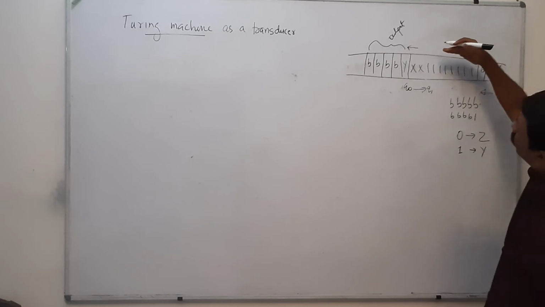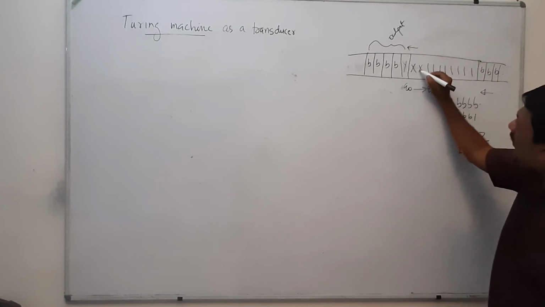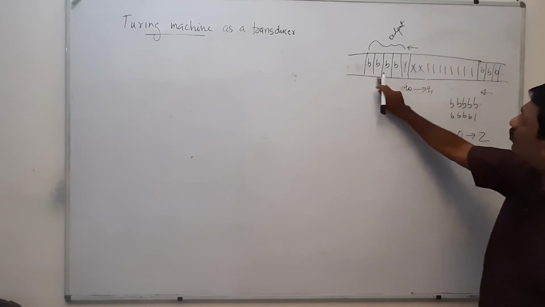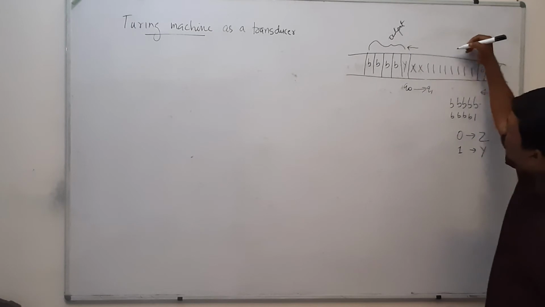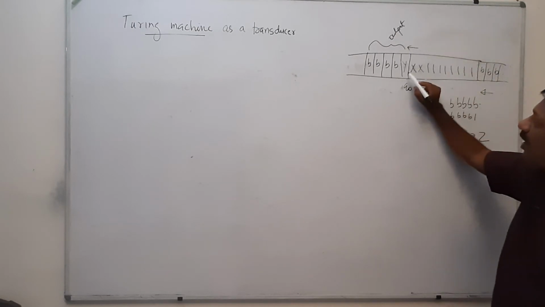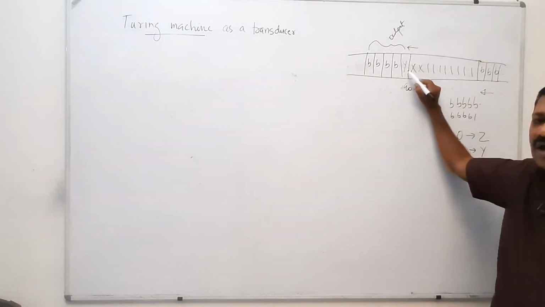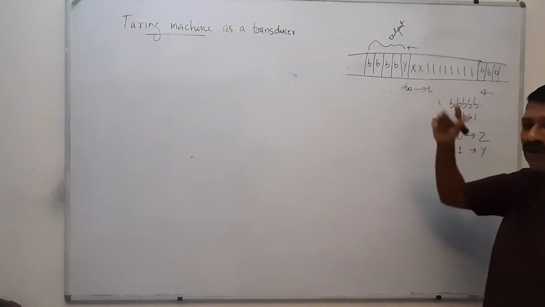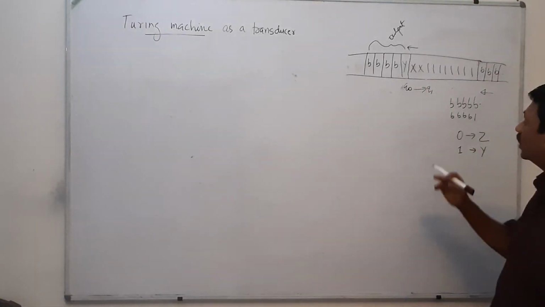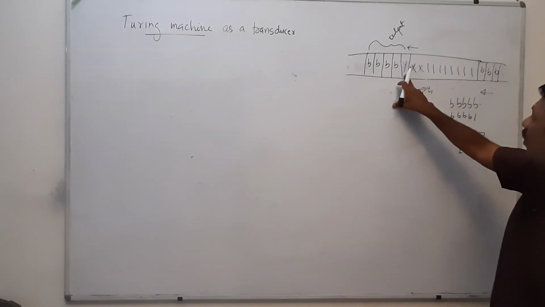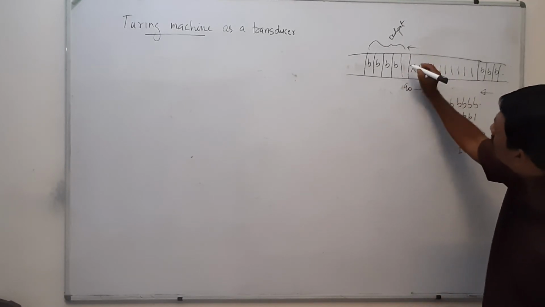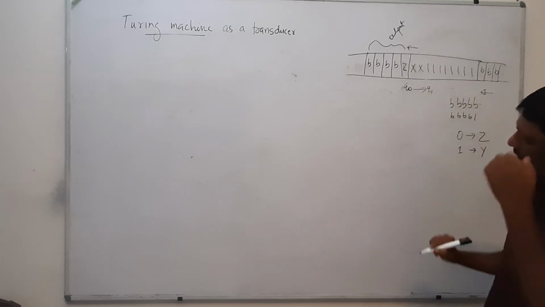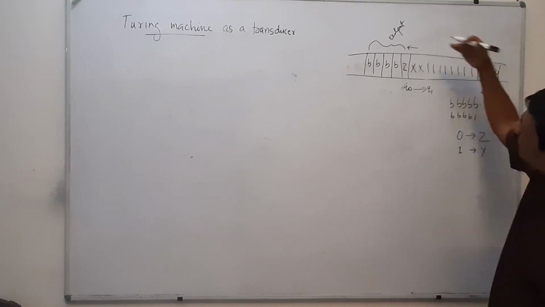After making this X, you have to increment this by 1. From right to left, if you happen to see a 1, what will happen? You have to make it a 0. That means this Y you have to make a 0. Okay, 0. Again move left.